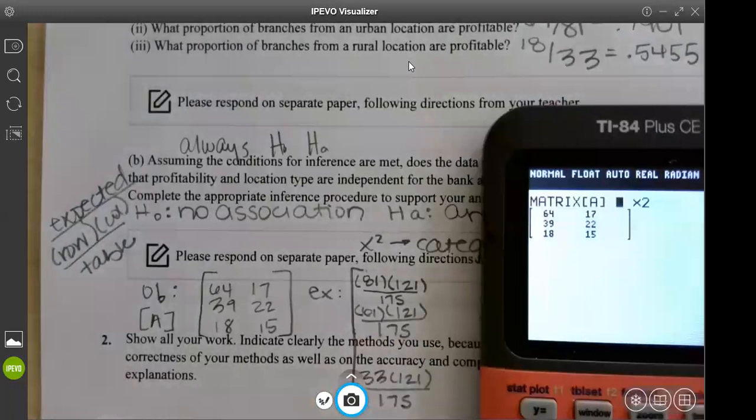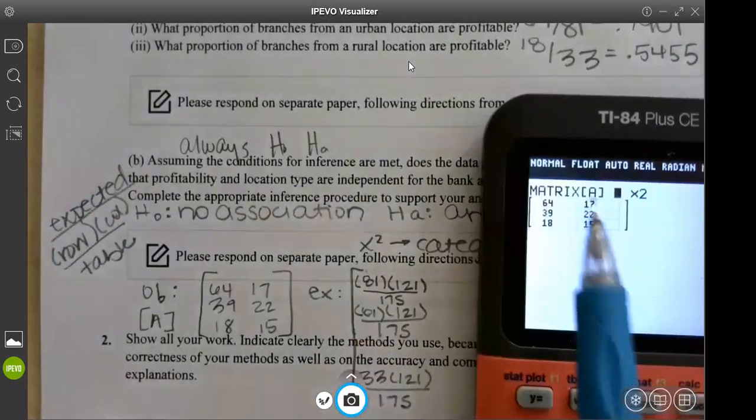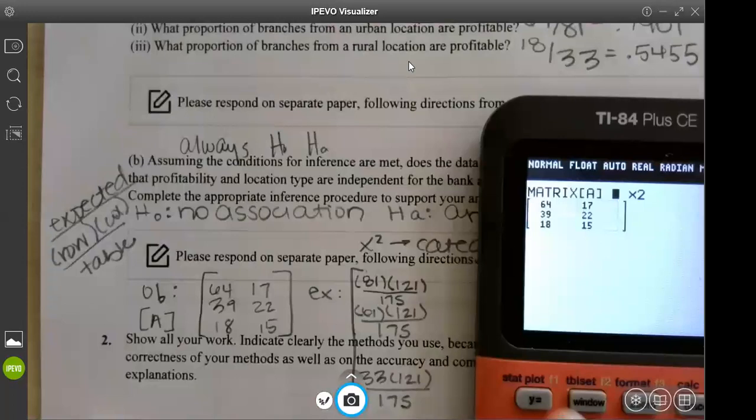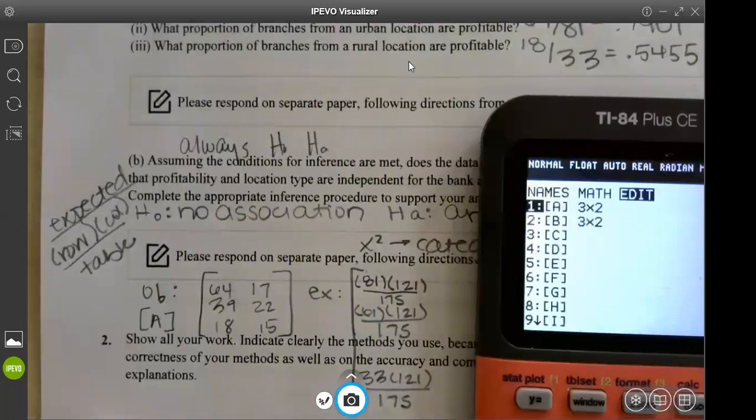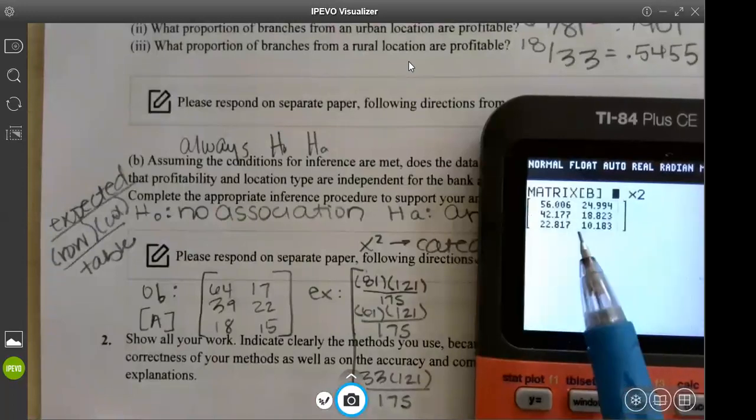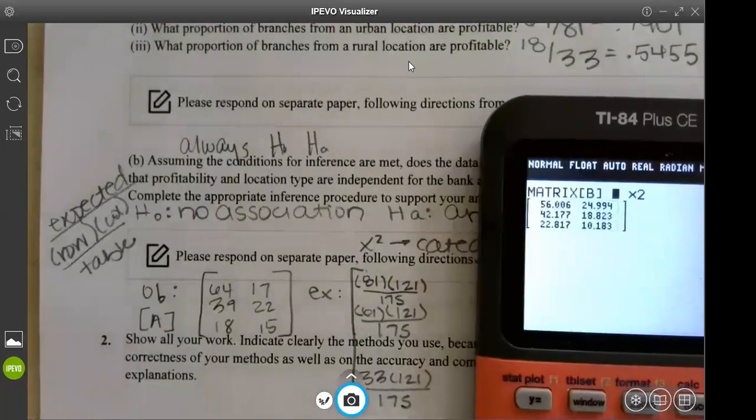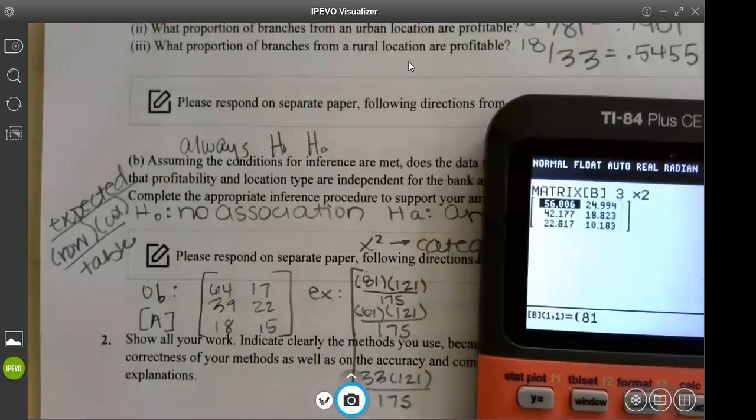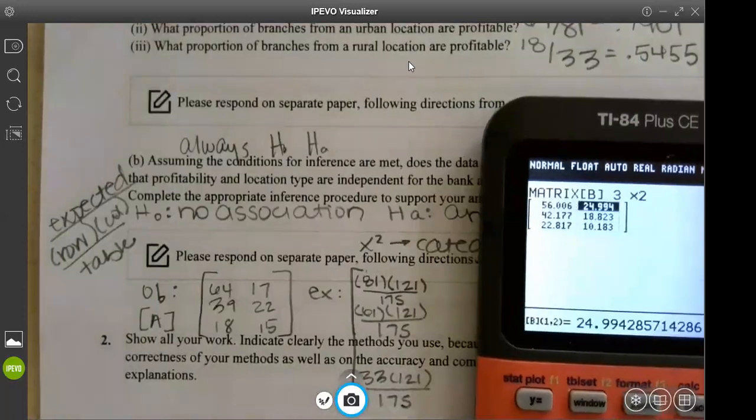You will edit your tables 3 by 2. There's your A, which is your observed. Your B, when you put them in, they will give you decimals. And like I said, even if I clear it out, I did 81 times 121 over 175, and it'll put that decimal in for you. So don't do the work and then put the decimals in. That's too much craziness. All right.